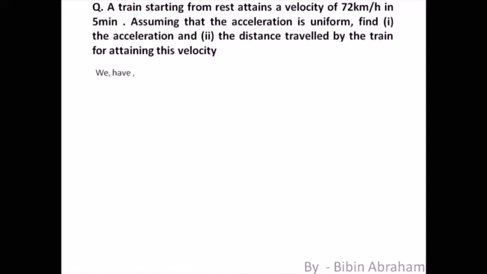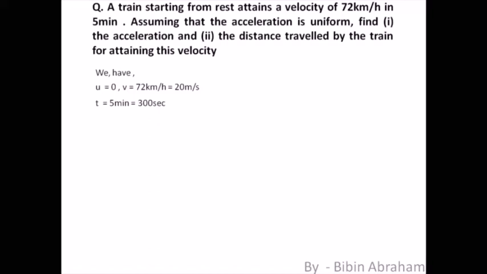Okay, let me write all the things. So we have u is equal to 0, v is equal to 72 km per hour. I have converted into meter per second, that will be 20 meter per second, right? And time is 5 minutes, that is, if I multiply 5 into 60, I will get 300 seconds. So I have converted the initial and the final velocity and the time into meter per second and second. I hope this is clear. So all these things are given.